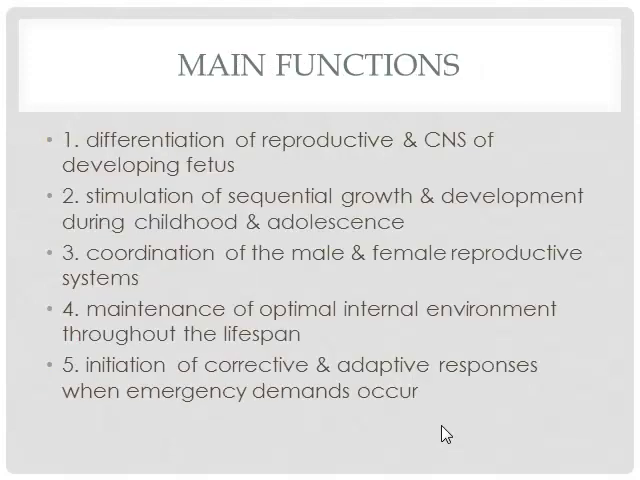The main functions of the endocrine system are that it does a number of different things. It's going to help with differentiation of the reproductive system and the central nervous system of the developing fetus. It's also going to stimulate growth and development during childhood and adolescence. It coordinates the male and female reproductive system. It maintains that optimal internal environment throughout the lifespan, meaning that it maintains homeostasis.